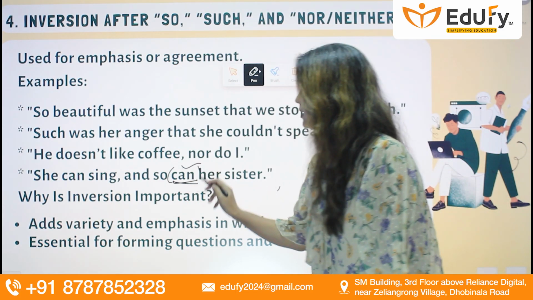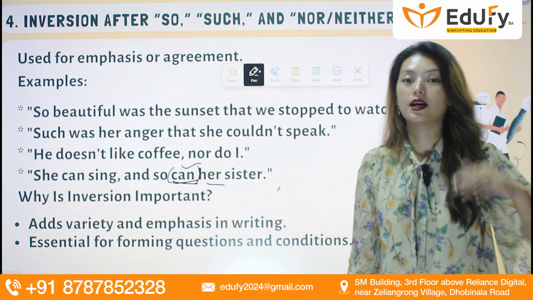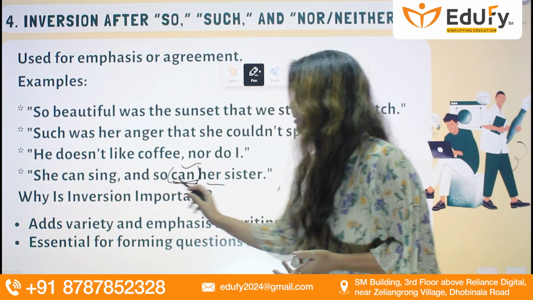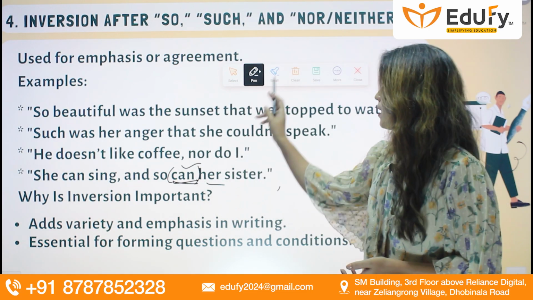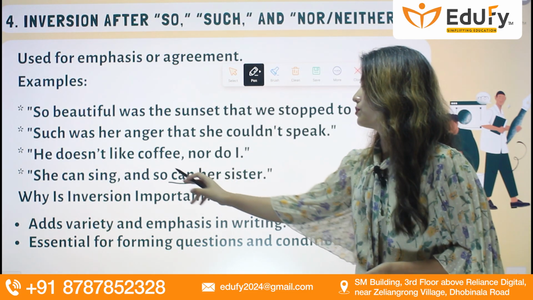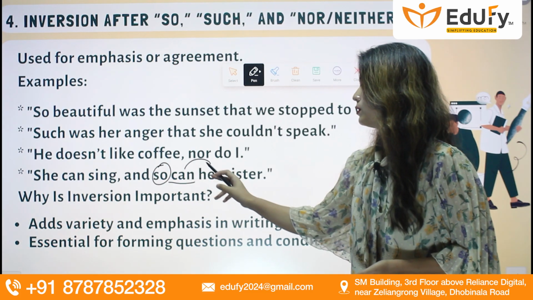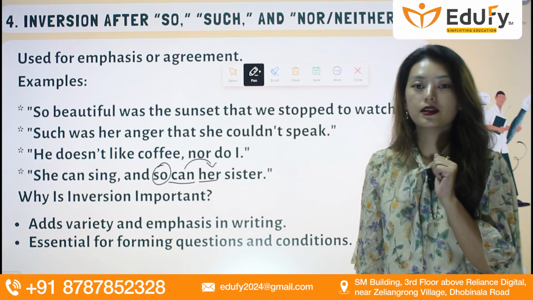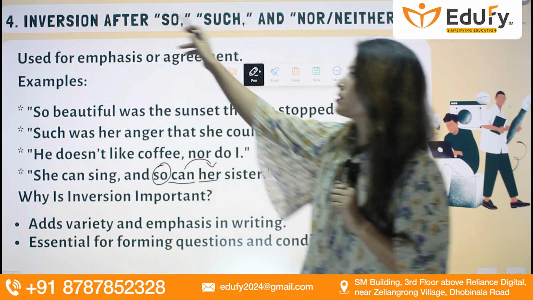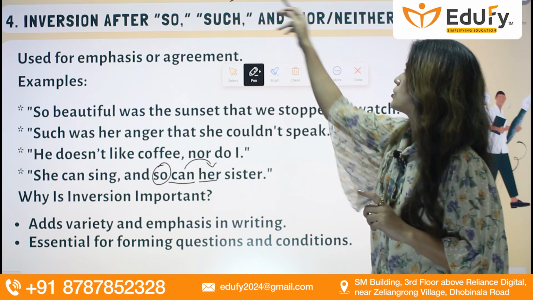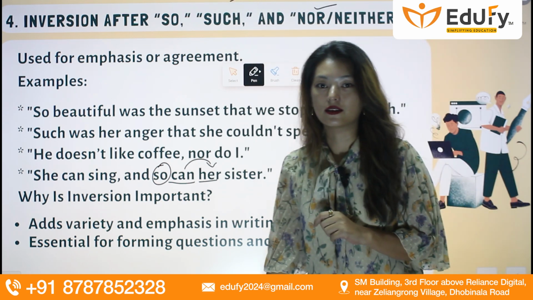So if I see can, I'm saying that she has the ability to sing. So this is a modal auxiliary verb. And what does it do? It is written with so before the subject to show inversion in the sentence, because inversions can be written with so, such, nor, and neither.